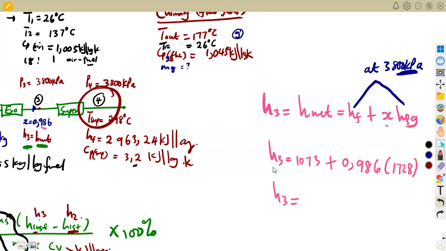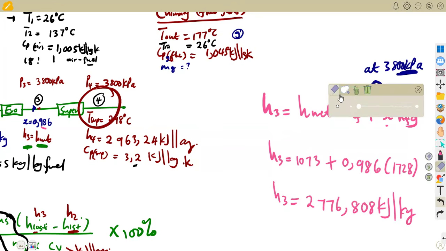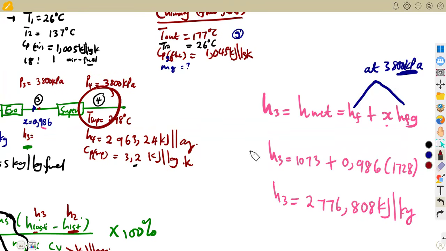So this is going to give us our H3, which will be 2776.808 kilojoules per kilogram. Remember, the question here, we're not asked about this H3, but we need this. So if you had calculated, like if you check other questions, I calculate these values in the first place. That's why I said that. It is because of this.